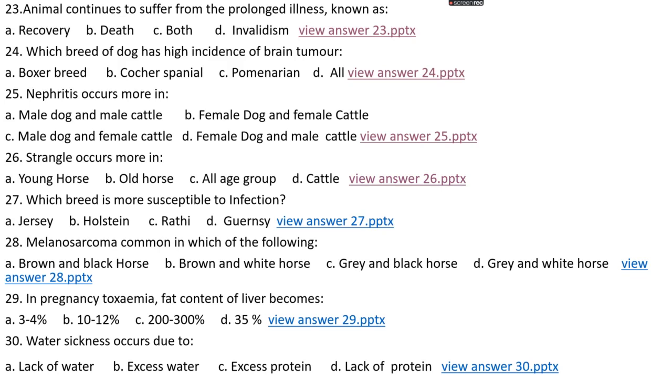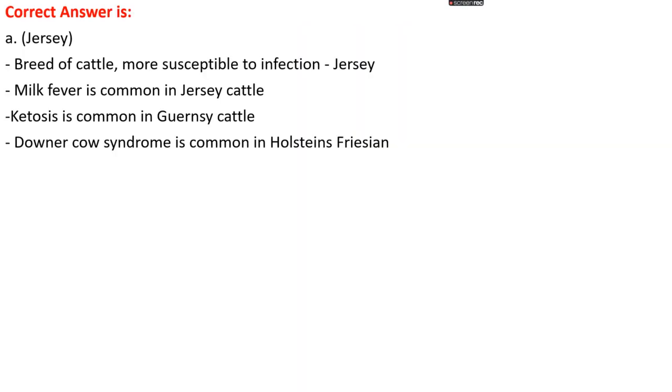Okay. Question number 27. Which breed is more susceptible to infections? Option A, Jersey. Option B, Holstein. Option C, Rathi. Option D, Guernsey. The right answer is option A, that is Jersey. Breed of cattle which is more susceptible to infections is Jersey. Milk fever is more common in Jersey breed of cattle. Ketosis is more common in Guernsey breed of cattle. Downer cow syndrome is more common in Holstein Friesian breed of cattle.